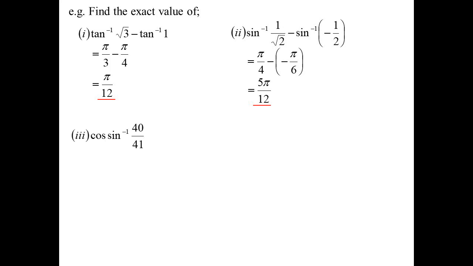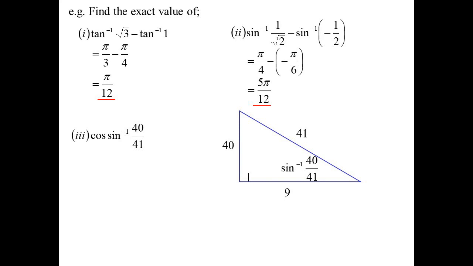The cosine of the inverse sine of 40 on 41. Now remember, inverse trig is an angle. So you're talking about an angle. We don't need to find the angle, because I can draw myself up a triangle and say, well, if that angle there is the inverse sine of 40 on 41, then I know its sine ratio is 40 on 41. I can do a bit of Pythagoras, 9, and so now I know the cosine of that angle is 9 on 41. So I don't need to work out what the angle actually is.